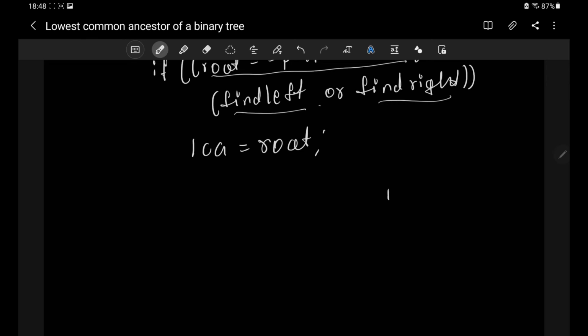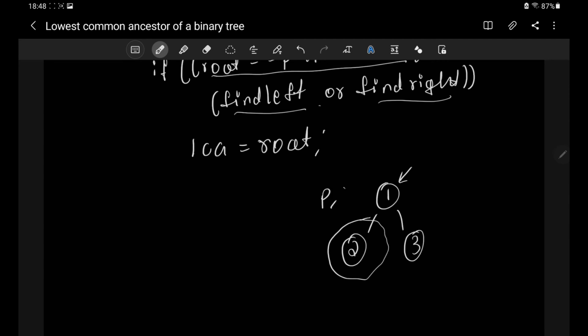For example, 1, 2, 3. I'm again taking the same tree. I'm at 1, and I'm passing a recursive call to 2. So what should this do? It has to check if there is any node in this left subtree which equals either P or Q. If it is, then it has to return true.